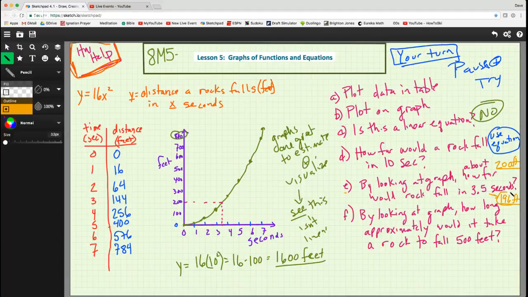This is the actual answer. So 200 feet, pretty good estimate. Our curve is looking like it's representing some good numbers. Now, let's see, by looking at the graph, how long would it take the rock to fall about 500 feet?